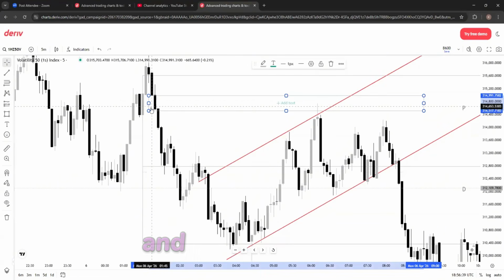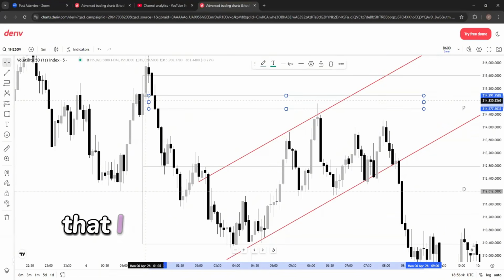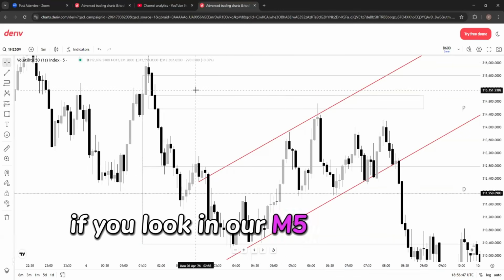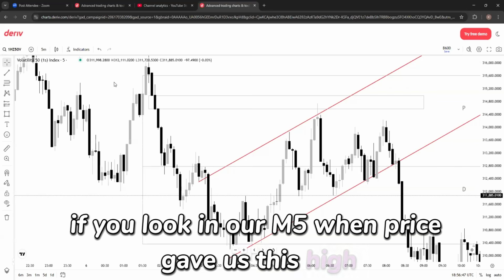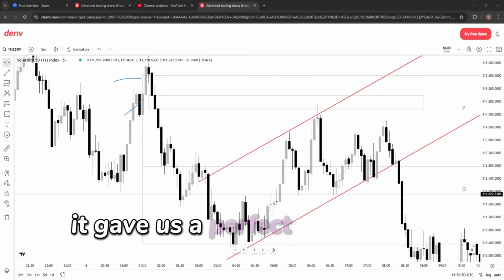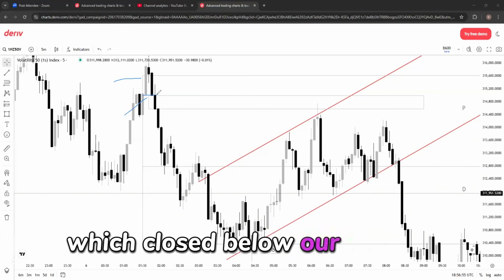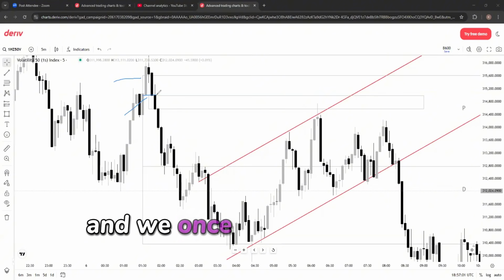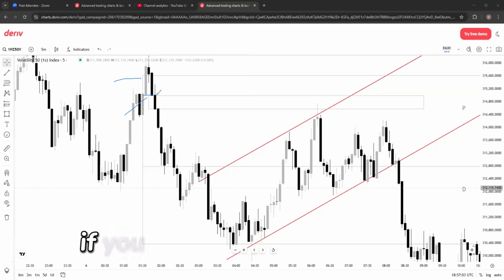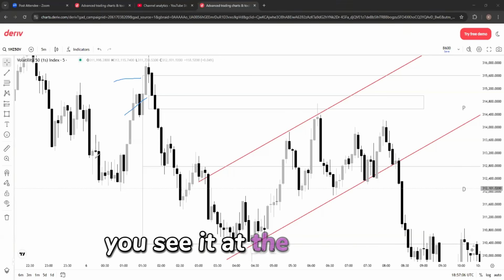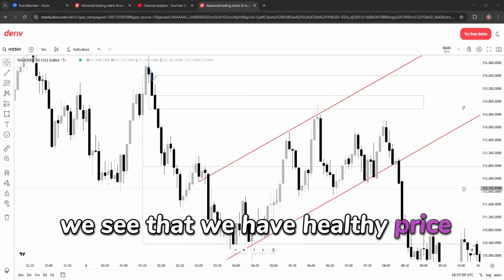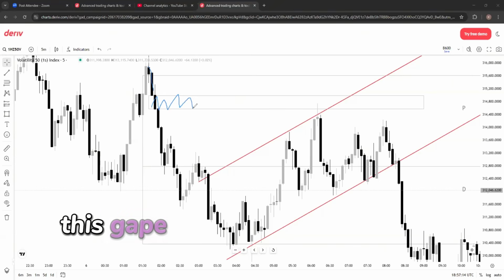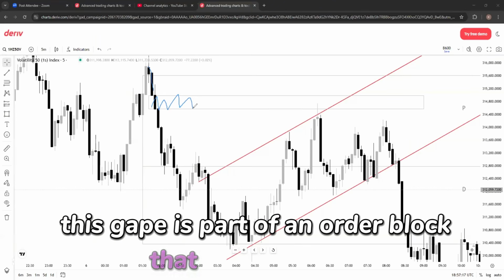Right. And one of the ways that I would prefer to trade in this area is, if you look in our M5, when price gave us this high, it gave us a perfect evening star pattern which closed below our box. I think this is the previous lesson that we did with beginners, and we want to do it as advanced traders. If you scroll through the videos, you see it. At the same time, we see that we have healthy price flow here, but then all of a sudden we come up with a gap. Now, this gap is part of an order block that we see in M15.